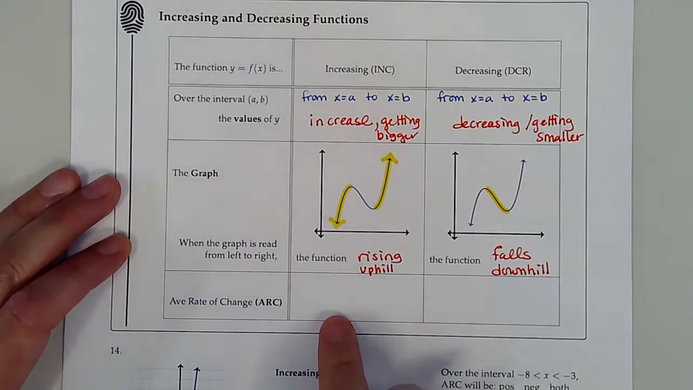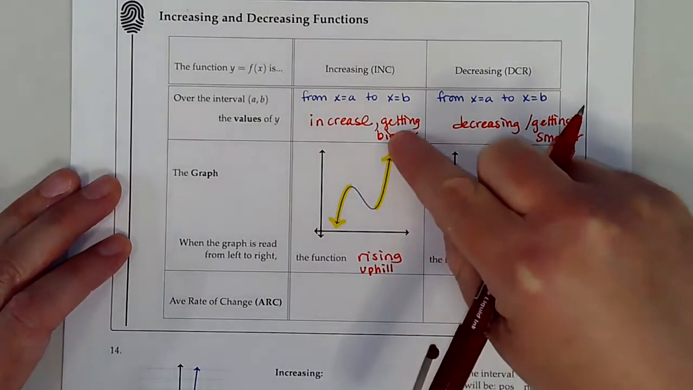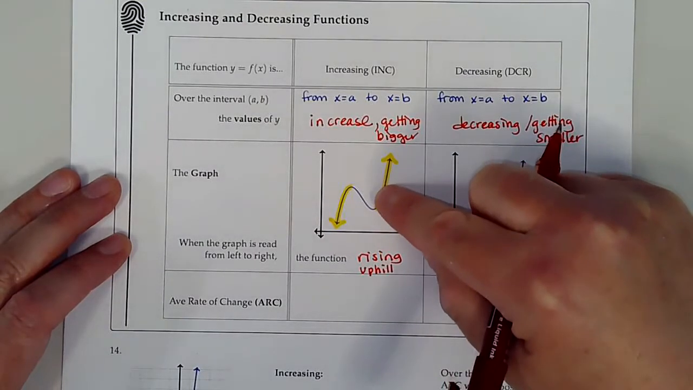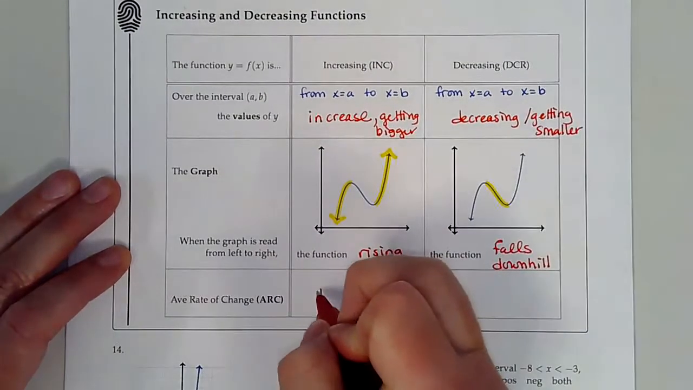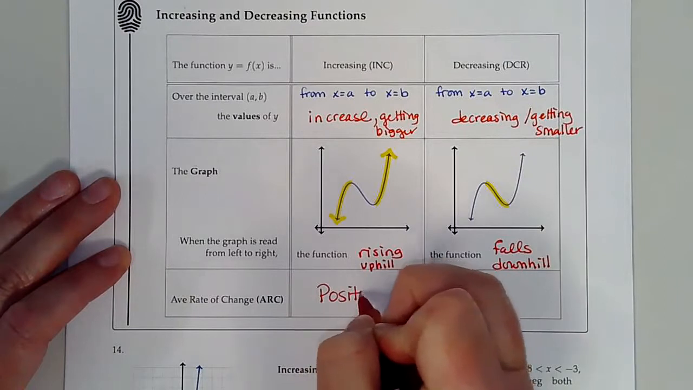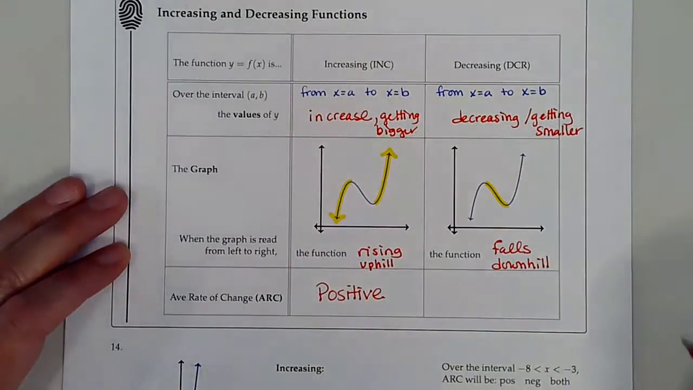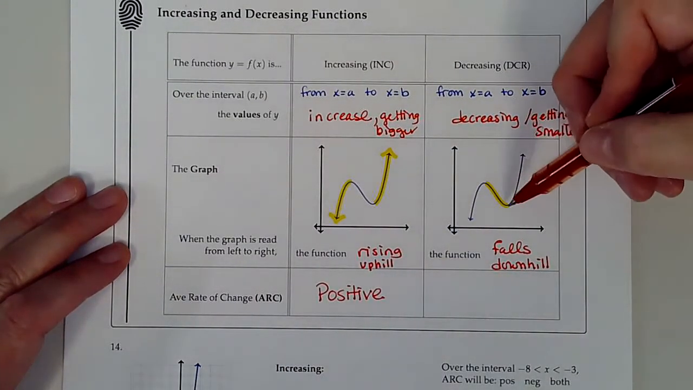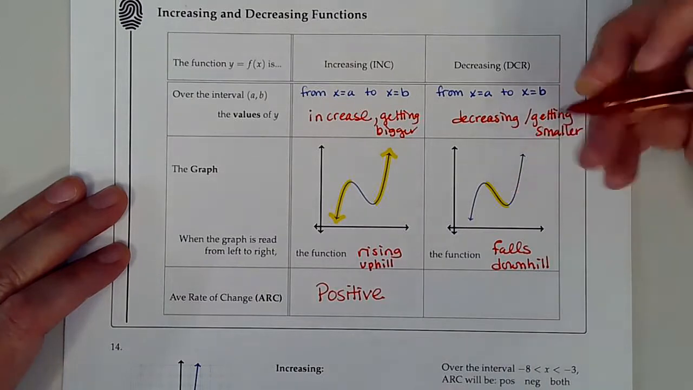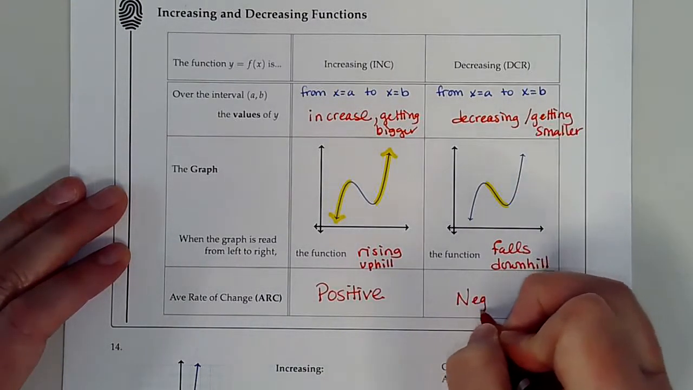Now, if a function is increasing, like it is on this interval, over that interval, the average rate of change is going to be positive. And if you're looking at an interval where the function is decreasing, then your average rate of change is going to be negative.